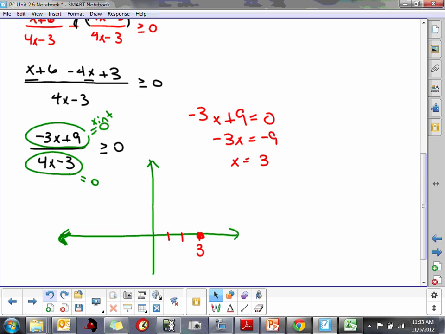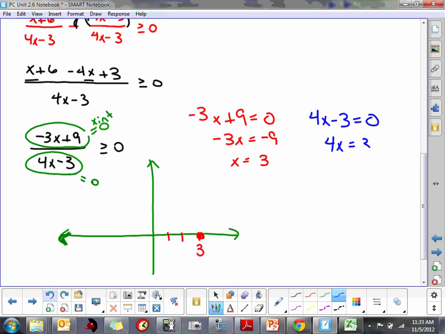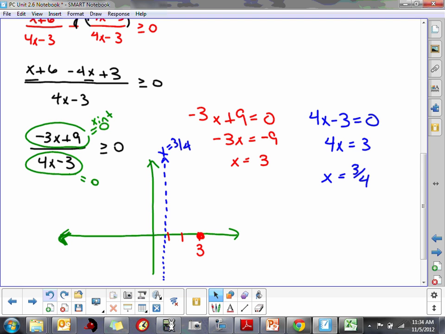Next we take our denominator and figure out where it is equal to 0, because it'll be undefined there. We'll have a vertical asymptote when 4x is equal to 3, when x is equal to 3/4. So if this is 1, 3/4 is somewhere in this general area, and we'll have a vertical asymptote. It can't be used because it's undefined at that location, so that is off limits.